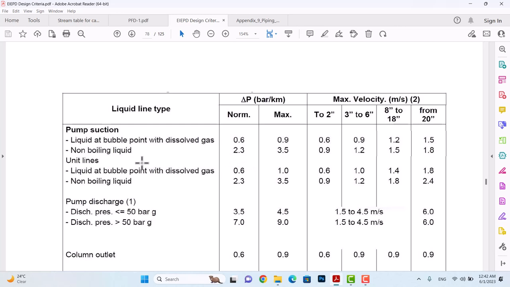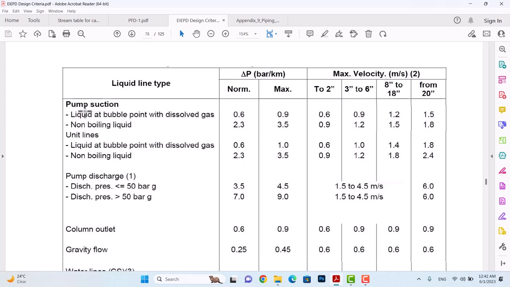So let's have a closer look at this table. If you're designing the line, sizing the line for the pump functions, and if the liquid is at bubble point with dissolved gas, the normal pressure drop per kilometer in bar should be 0.6 and maximum 0.9. If during the sizing of the line, the diameter of the pipe is between, for instance, 3 to 6 inches, then the maximum velocity should be 0.9. But if you estimate the line size with a diameter of 8 to 18 inches, the maximum velocity should be this one. So, you should go in this way.